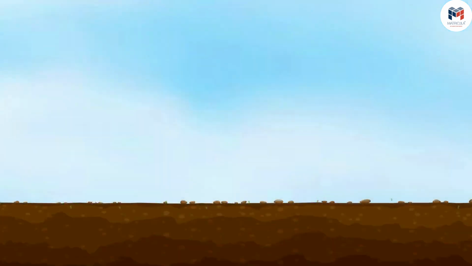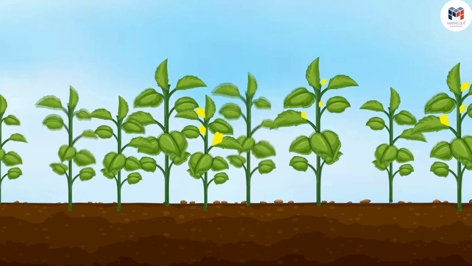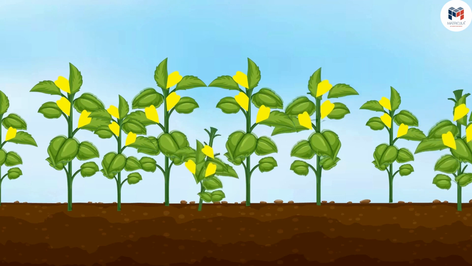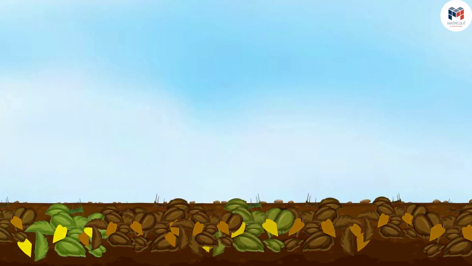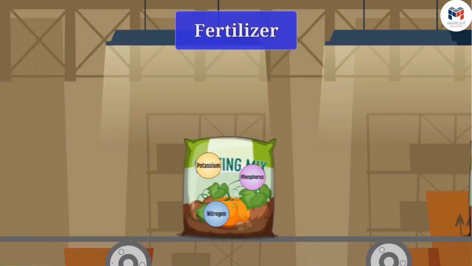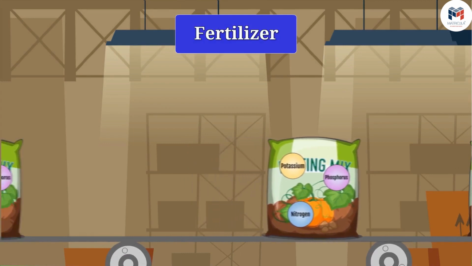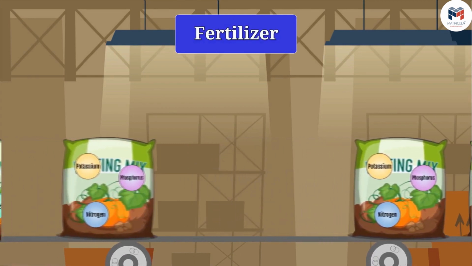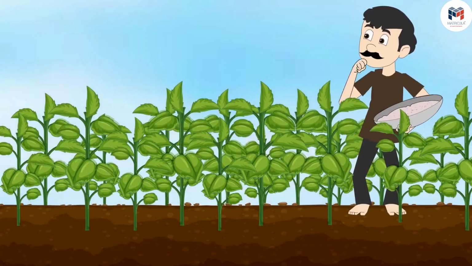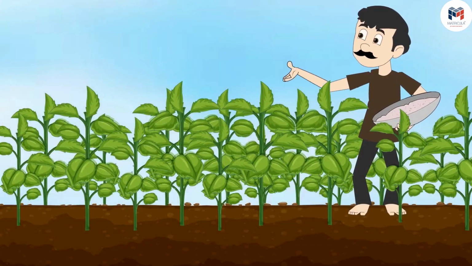What is green manure now? Before sowing the seeds of the crop, some plants like sun hemp or guar are grown and then buried in the soil and mulched. These green plants thus turn into green manure, which helps to enrich the soil. And fertilizer is a chemical substance that contains nutrients like nitrogen, potassium, and phosphorus, which when added to the soil increases the fertility of the soil.